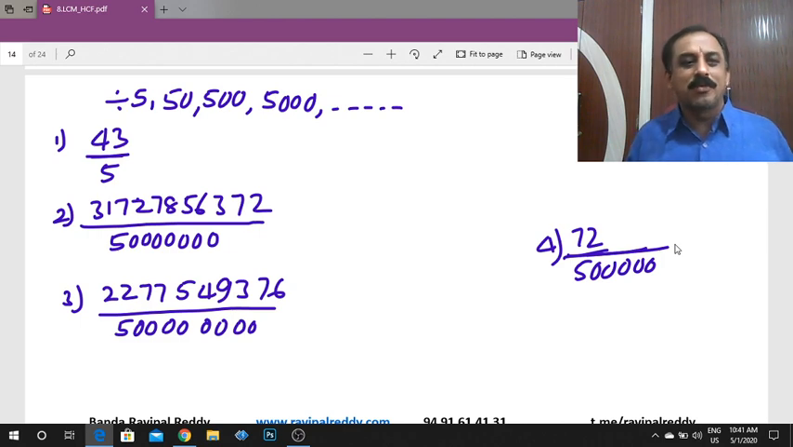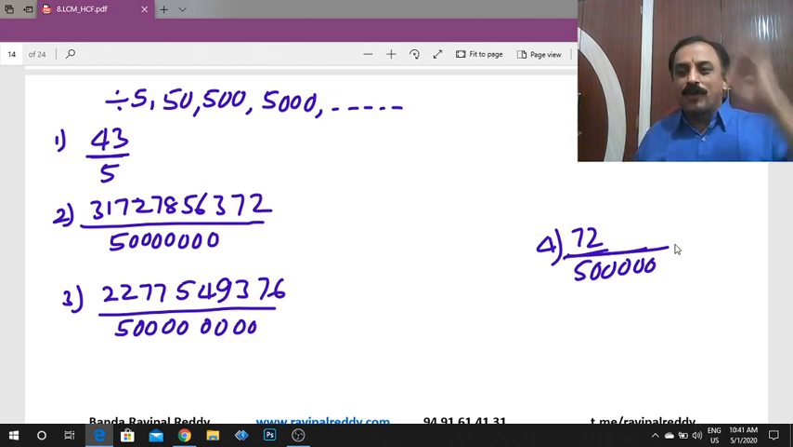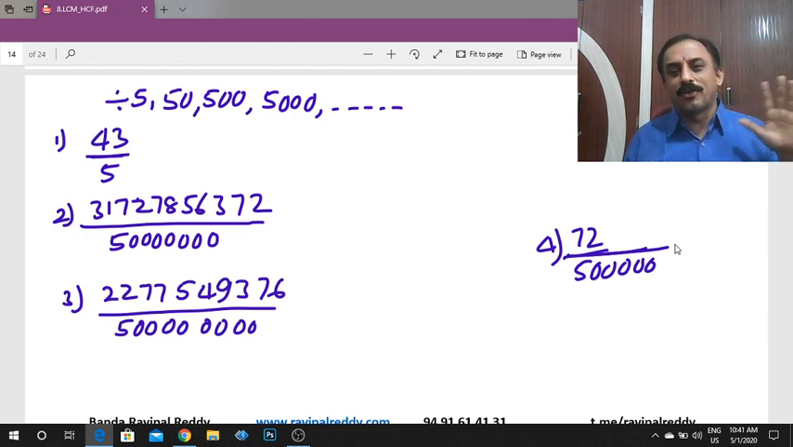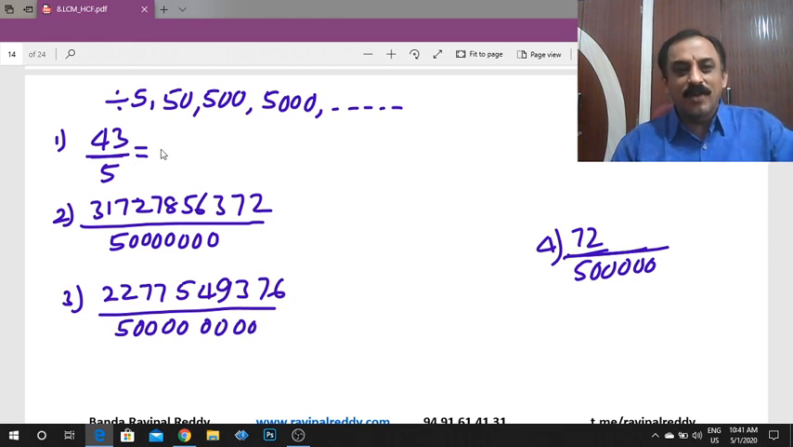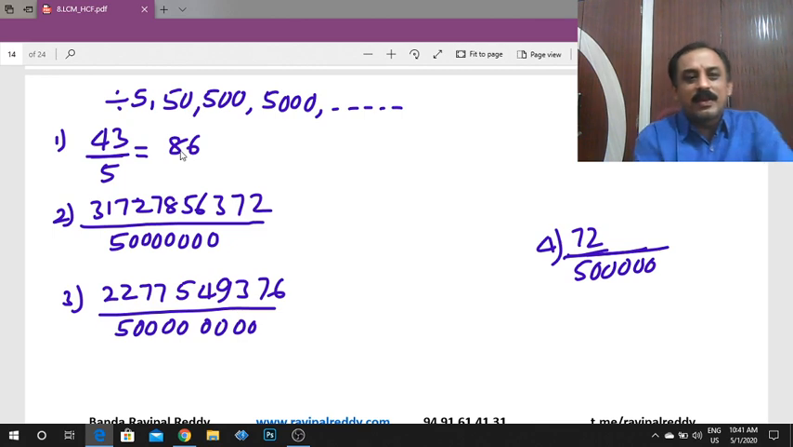You completed the first question, because that is a very small number, 43 by 5. Your answer 8.6 is the right answer. What about the second, third, and fourth questions? See, with our Vedic method, you will get the answer within a short time. Condition: the denominator may be 5 or 5 followed by any number of zeros. What is the simple technique? Very simple. Double the numerator. What is double of 43? 86.